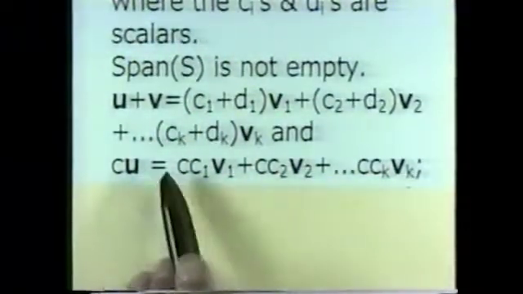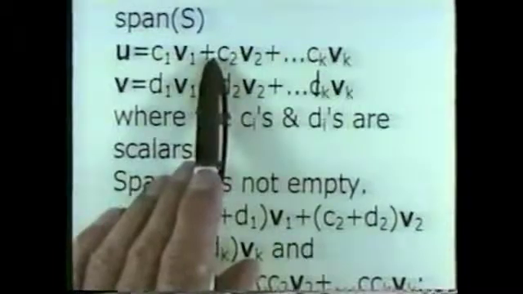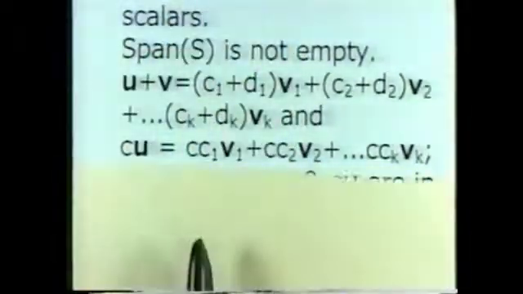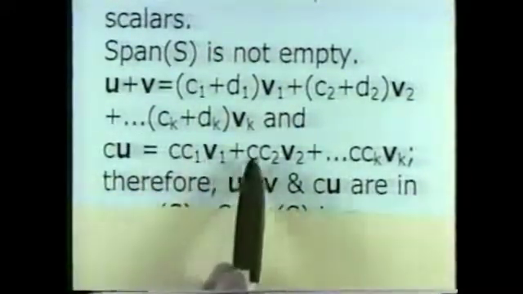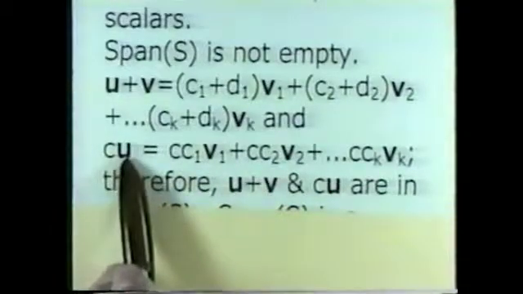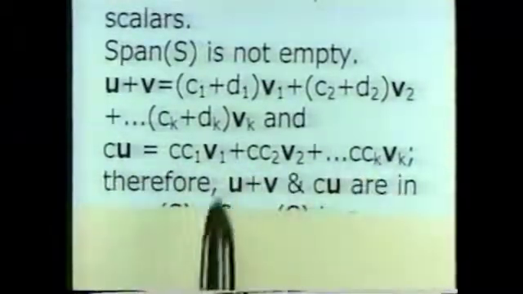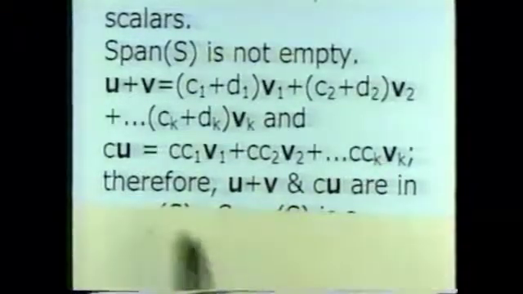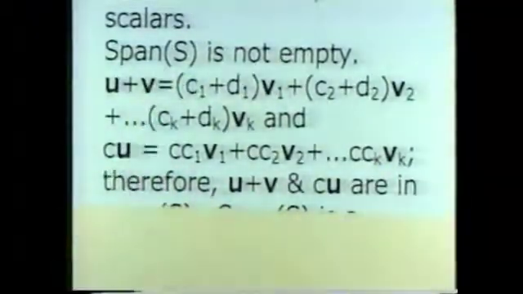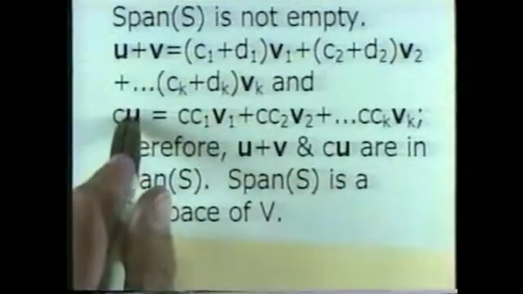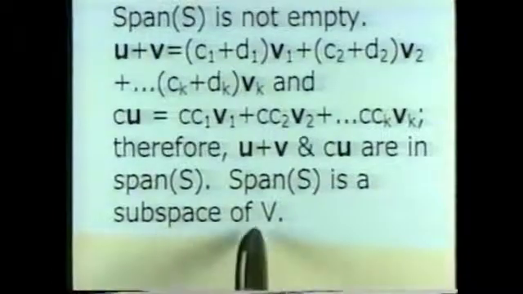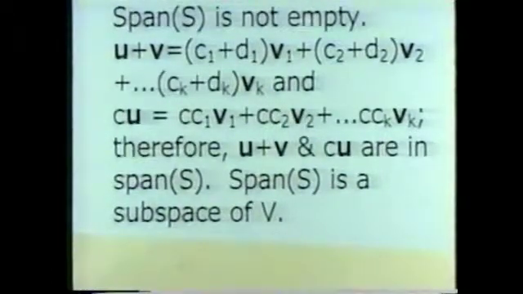Now CU, if we go back and multiply C by vector U, would be C times C1 V1 plus C times C2 V2 and so forth. C times C1 is just another scalar. C times C2 is just another scalar. So I see that CU is a linear combination of the vectors in S. So CU is in the span of S. So we have closure with respect to addition, closure with respect to scalar multiplication. So span S is a subspace of V. So that's a fairly straightforward proof.